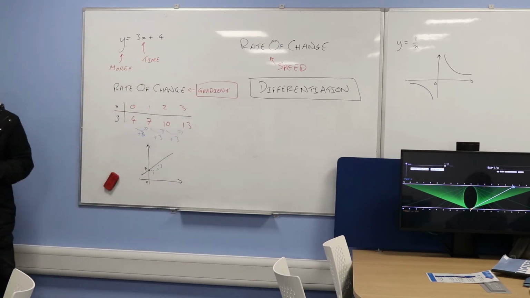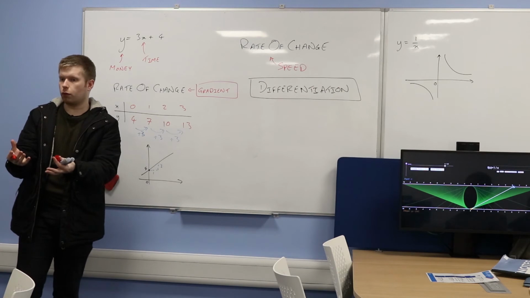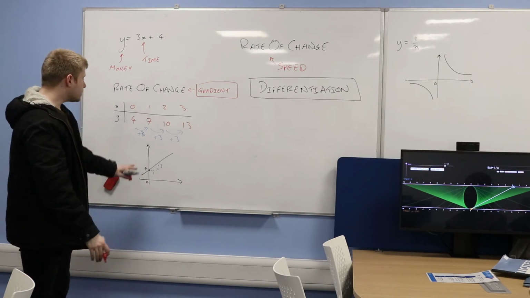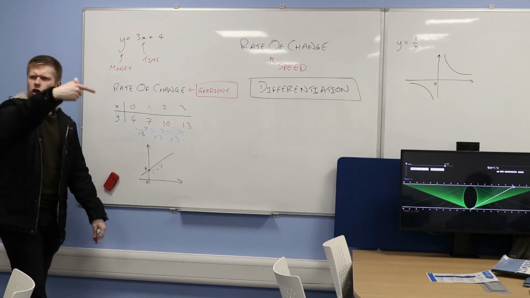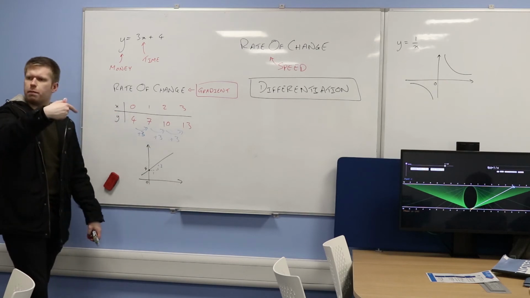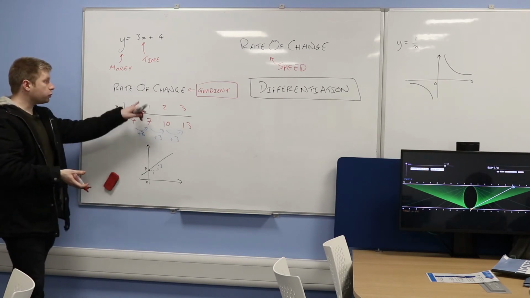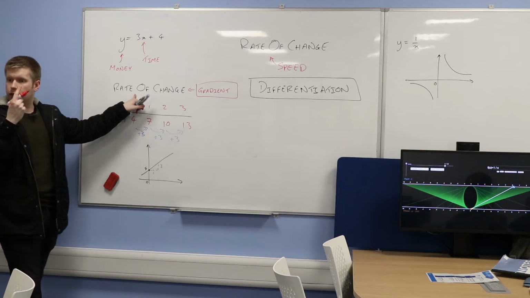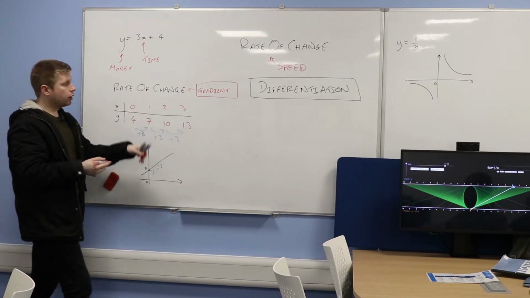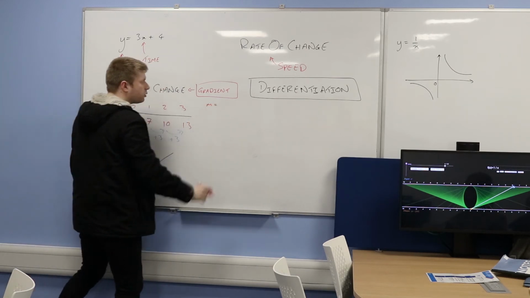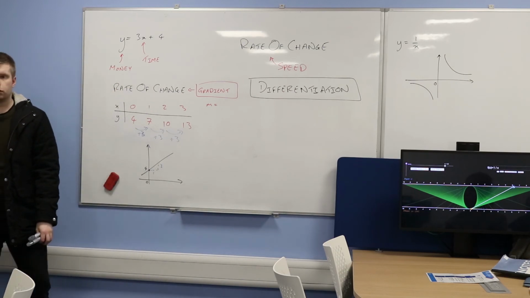The gradient. Yeah? Another word for gradient, by the way, is slope. So when I'm asking, every single time I move along by 1 month, how much am I changing by? What's my rate of change? It's literally my gradient. Can anybody remember how to work out the gradient of a straight line?